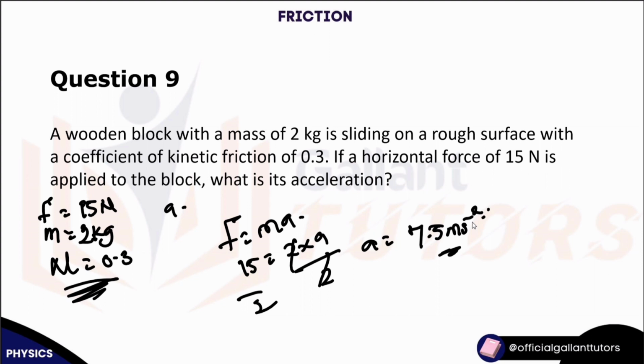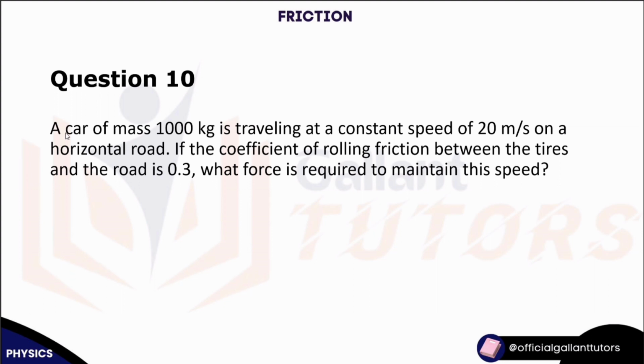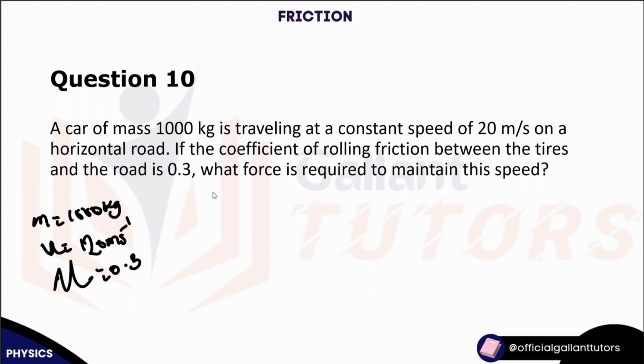Alright, now the last and final question. A car of mass 1000 kg is traveling at a constant speed of this. So we have v equal to, okay, constant speed, so u equal to 20 meter per second on a horizontal road. If the coefficient of rolling friction between the tires and the road is 0.3, what force is required to maintain this speed?